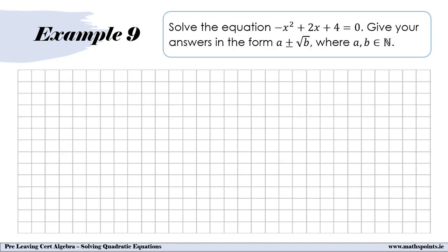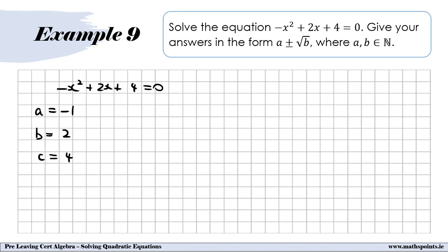So in example 9, we have a quadratic equation that starts with a negative term. So minus x squared plus 2x plus 4 equals 0. There's no difference between doing this question and the previous question. We'll still assign values. A is equal to the number next to the x squared, which is minus 1. B is equal to the number beside the x, which is 2. And C is equal to the term that has no x in it, which is 4.